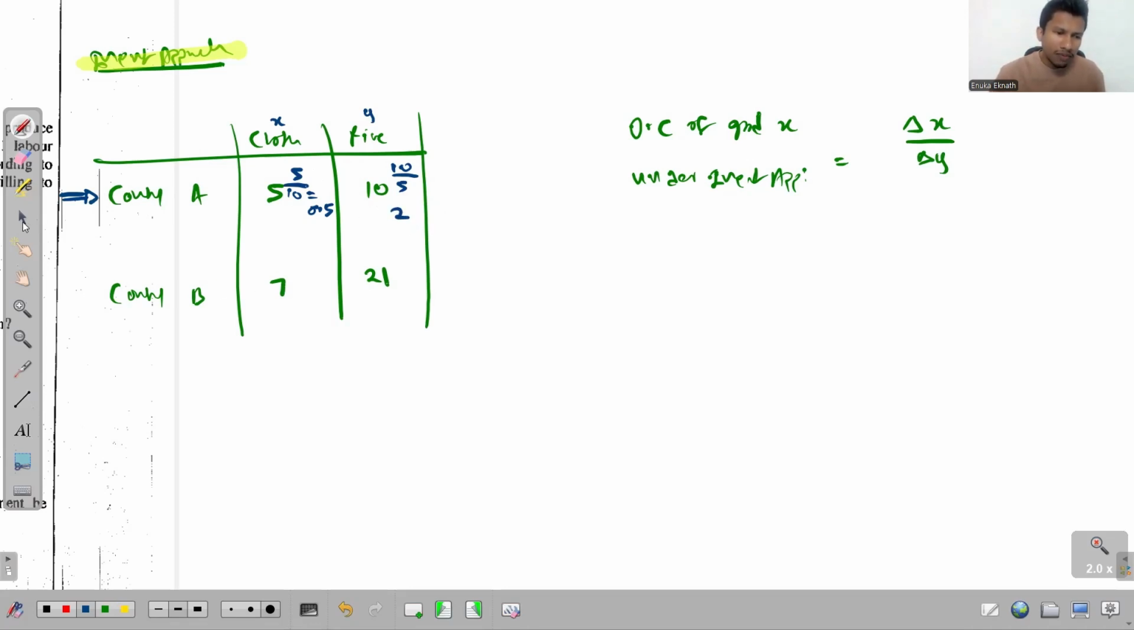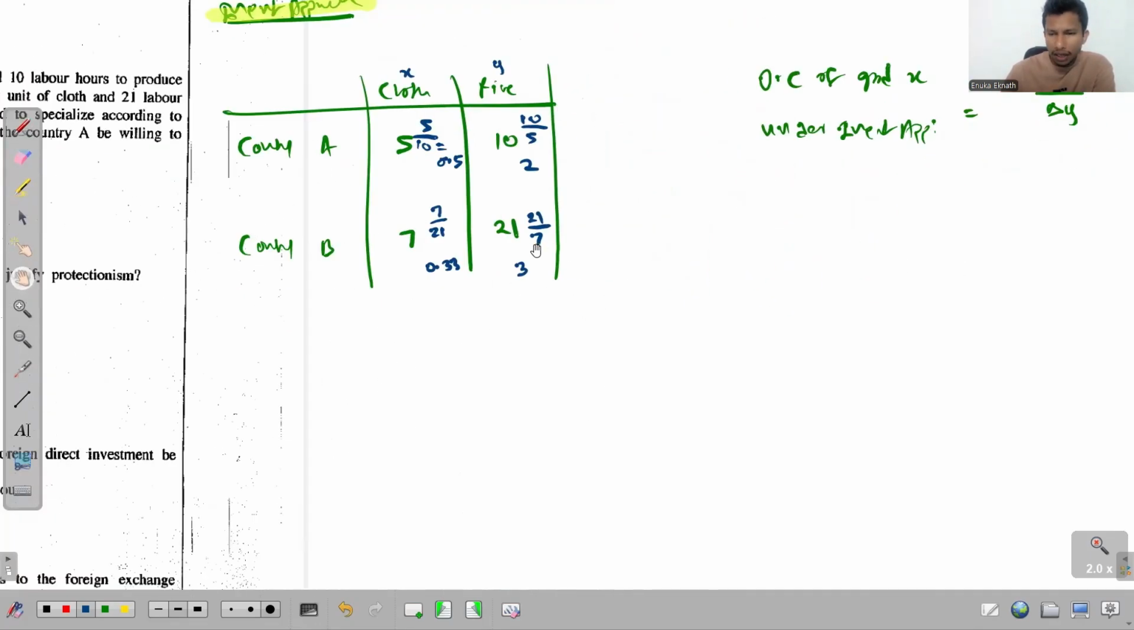And in country B, now focus on country B only, right? Look at this now. If it's the opportunity cost of producing good X in country B, it's delta X over delta Y, which is 1 over 3, which means 0.33. And if it's the opportunity cost of producing good Y, it's 21 over 7, and the answer is 3. Right, clear.